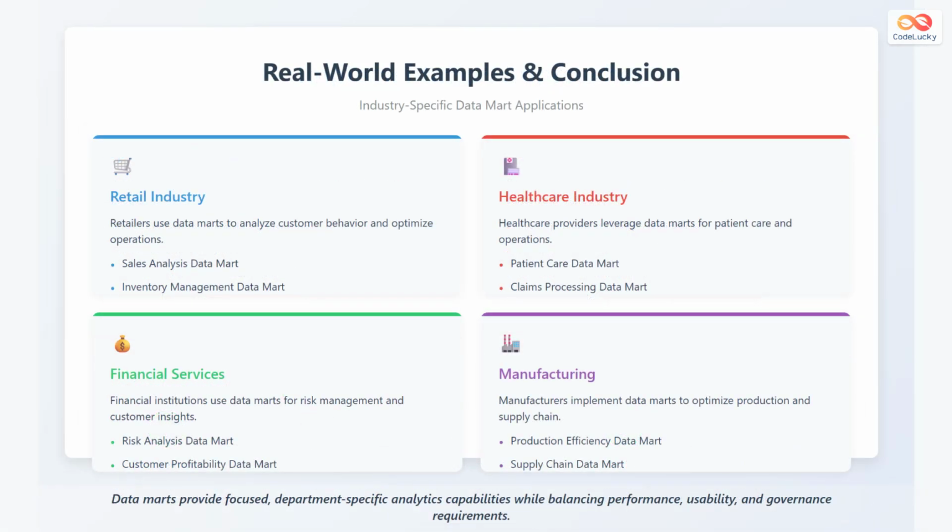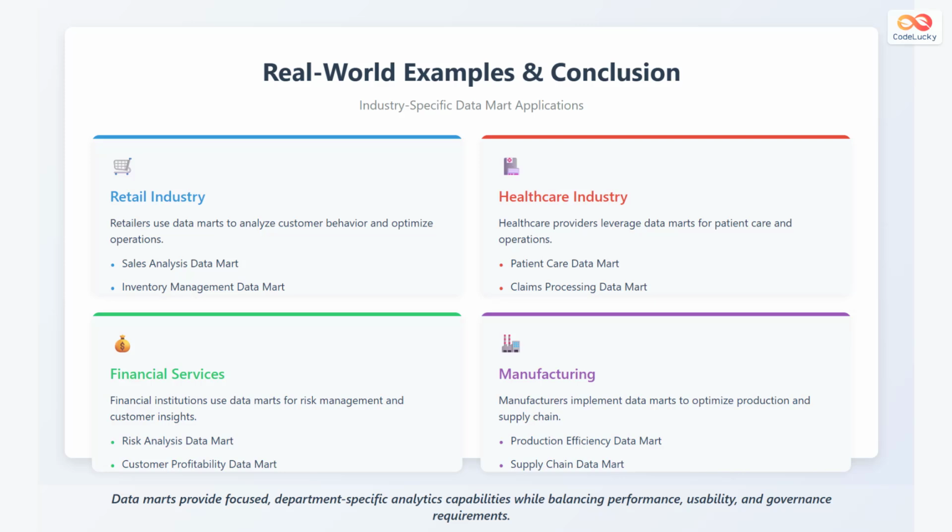Data marts are used across various industries. In the retail industry, data marts are used to analyze customer behavior and optimize operations, with examples such as sales analysis, inventory management, and customer loyalty data marts. In the healthcare industry, data marts are leveraged for patient care and operations, including patient care, claims processing, and clinical research data marts. Financial services use data marts for risk management and customer insights, such as risk analysis, customer profitability, and fraud detection data marts.